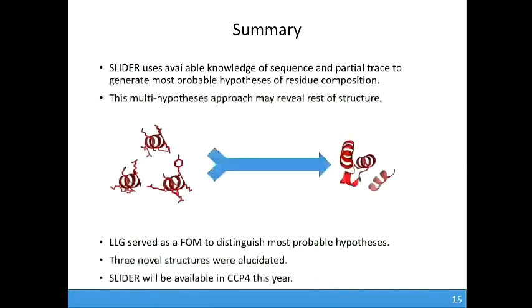So in summary, Slider uses the available knowledge of the sequence and partial trace to generate the most probable hypotheses of residue composition. This multi-hypothesis approach may reveal the rest of the structure. And LLG served as a way for us to distinguish the most probable hypothesis. And then we were able to elucidate 3 novel structures, and we plan to distribute Slider in CCP4 this year.